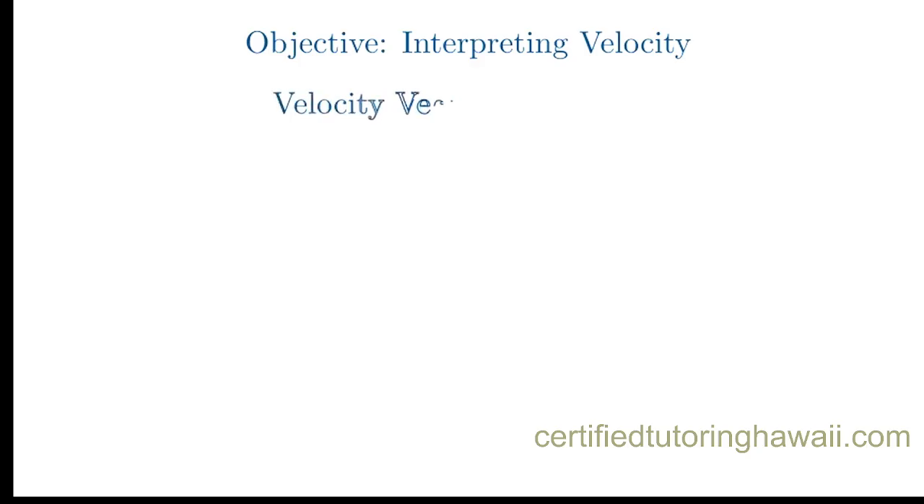Now let's move on to our second main objective, interpreting velocity from a vector-valued function. Just as the position vector tells us where a particle is, the velocity vector tells us how fast it's moving and in what direction. We can get the velocity vector, denoted as v of t, by taking the derivative of our position vector r of t. How do you take the derivative of a vector-valued function? It's straightforward. You just take the derivative of each component separately.